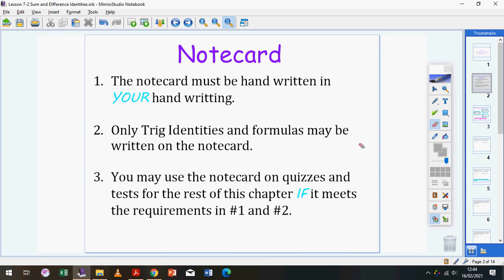Before we start, I hope you heard from your friends in 12th grade that last year they were allowed to have a note card. This is a note card where you write a bunch of formulas. There's going to be a bunch of formulas that we use in this unit and forthcoming portions of this unit and other units. You'll be allowed to write only trig identities and formulas, and this is going to mean the same thing. So just write identities and formulas on the note card. You can use it on quizzes and tests for this unit if it meets conditions 1 and 2.